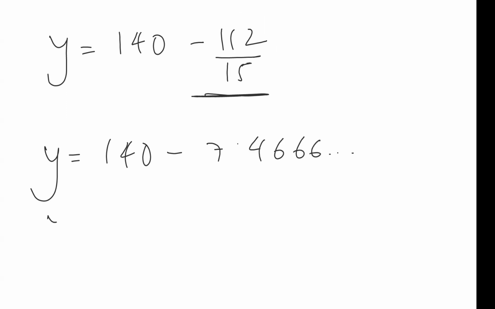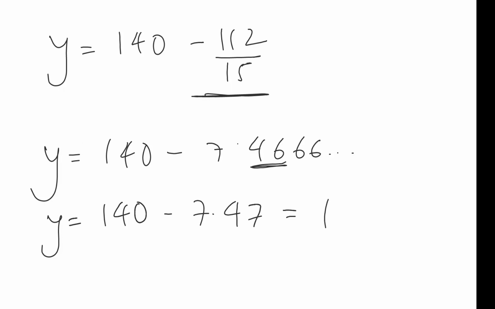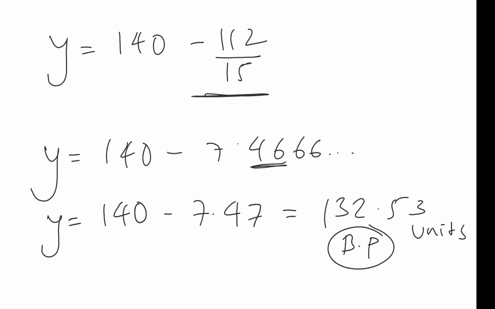So that gives us 7.466666. Okay, so we can take it as 7.47. Fine, we'll take up to 2 digits. And then 140 minus 7.47 is equal to 132.53. So the blood pressure is 132.53 units for a person of the age 40 years. Okay, that was question number 10 from the miscellaneous exercise.